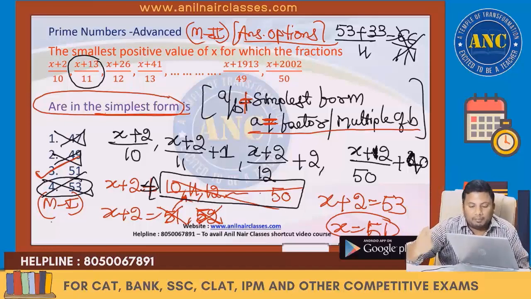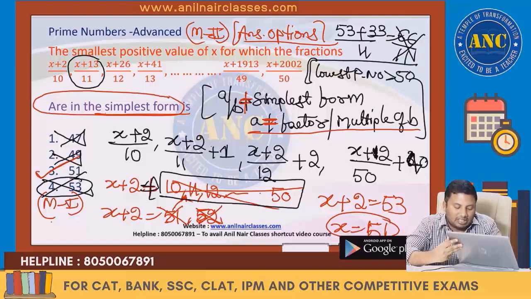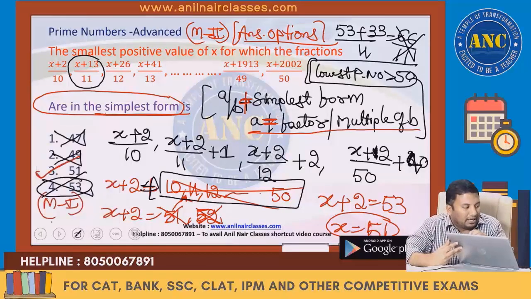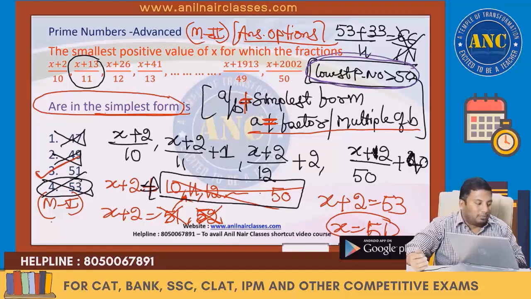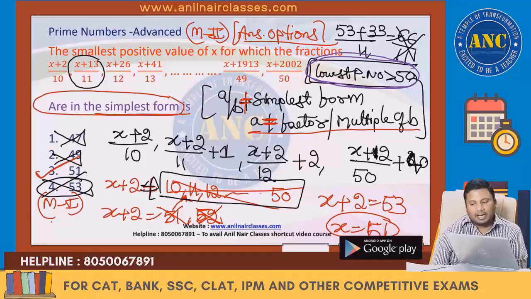So the prime number, please write down: lowest prime number greater than 50. This is the answer. I hope the idea is clear. Kindly reply in the live chat if this idea is clear to you.